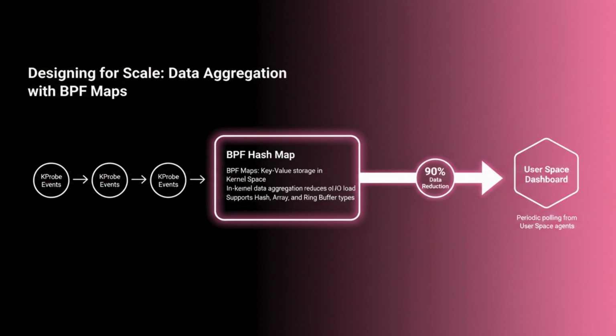This is where BPF maps come into play. Instead of streaming every event, which would flood our I/O, we use maps to aggregate data directly within the kernel. For instance, we can maintain a hash map of function execution times, updating it in place every time a kprobe fires. Our user space agent then periodically pulls these maps. This architecture is crucial for high-availability systems where we might have thousands of instances. By summarizing data in kernel, we reduce the data transfer volume by orders of magnitude, ensuring that our monitoring infrastructure doesn't become the bottleneck in our scaling strategy.